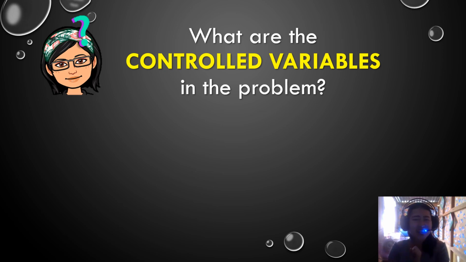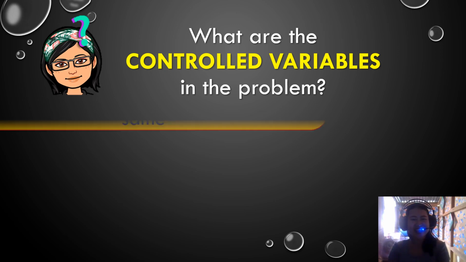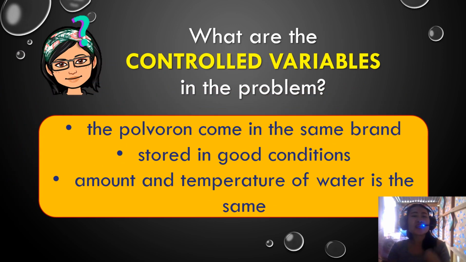I guess you're done thinking. Okay, the controlled variables in the problem are number one, the polvoron come in the same brand. Number two, stored in good conditions. And number three, the amount and temperature of water is the same.